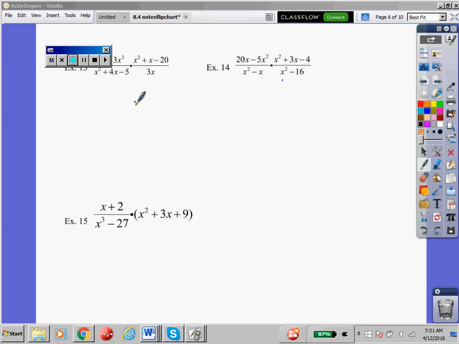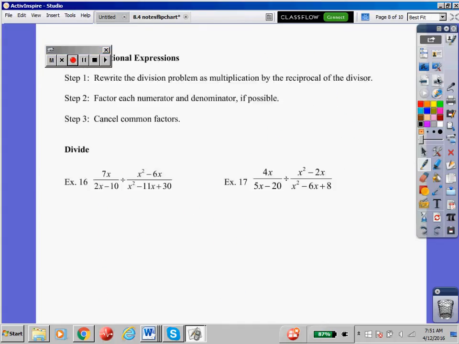And example 15 really isn't new. However, oh, you know what? We're going to skip 15. This one is the difference of two cubes, which we didn't do. So let's jump to the division.